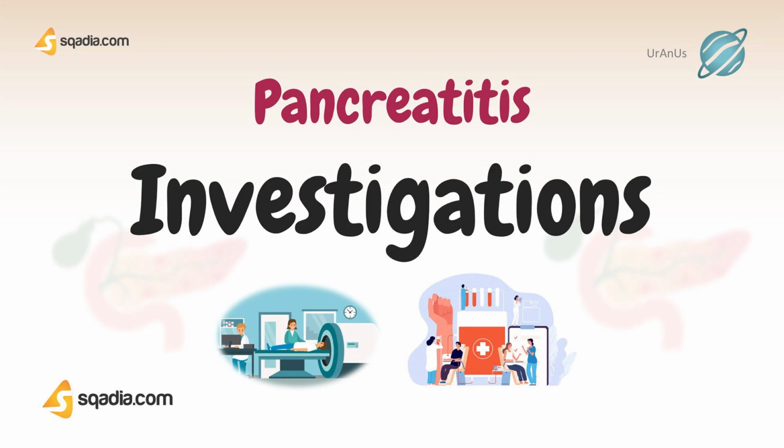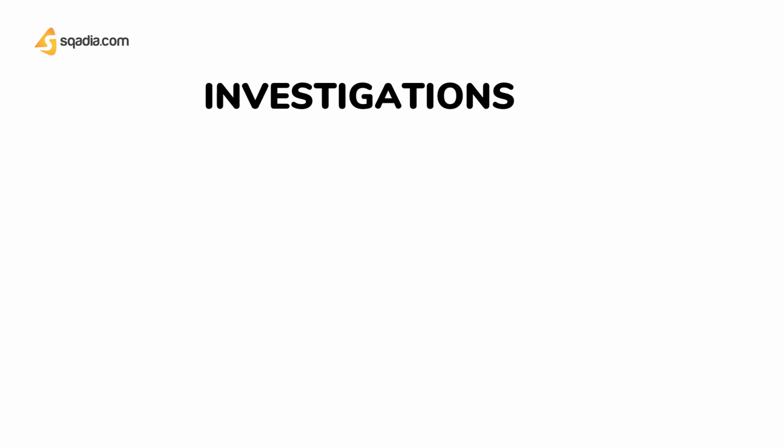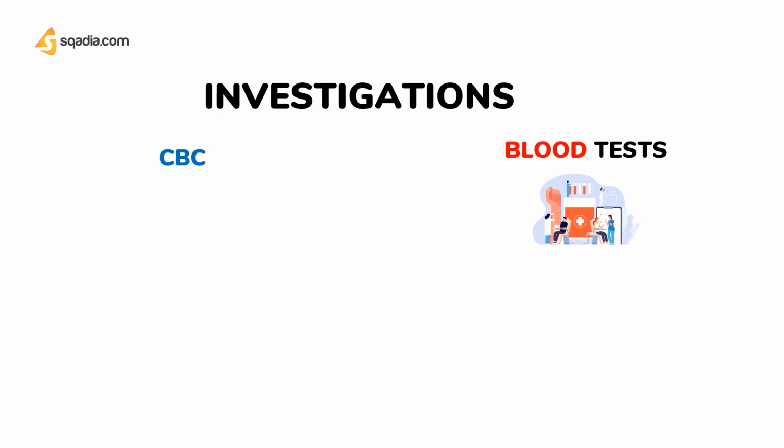Now, how will you investigate a patient in whom you suspect acute pancreatitis? First, we will go for blood tests, and the main and basic one is the complete blood count, and you will find that TLC is raised. Then next are amylase and lipase.